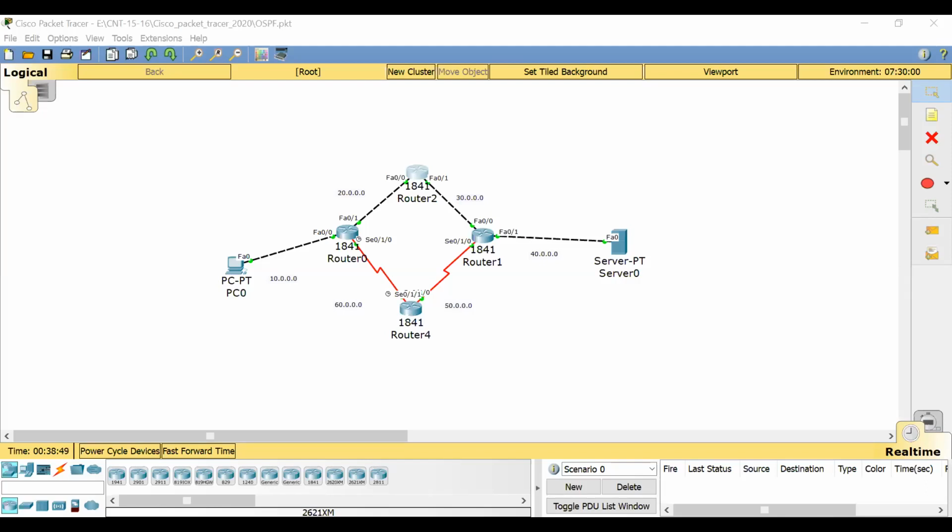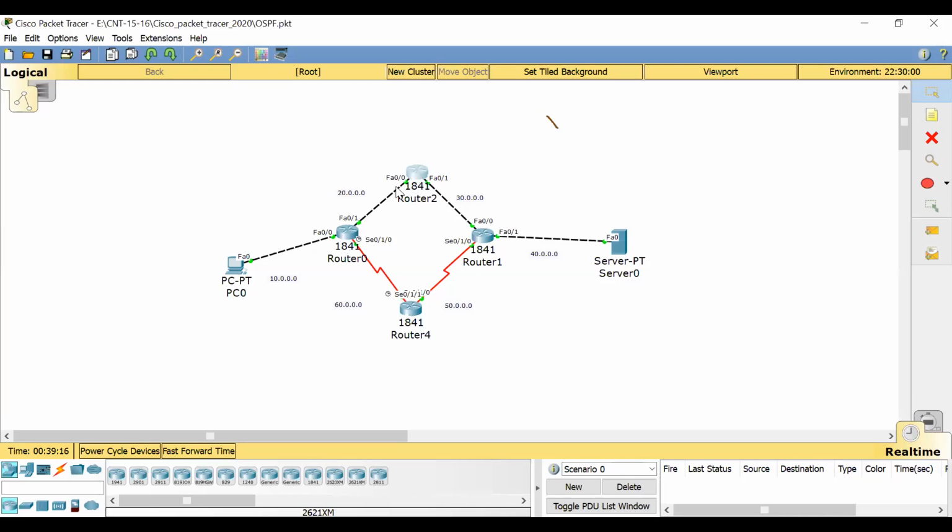So here you can observe that for directly connected networks, there is no cost calculation. First we'll see network 10. For network 10, how is the cost calculated? That is 2. So we are on this router 2. Network 10 is via 20.0.0.1. So the via address will be this address, which is given to this FA0/1.